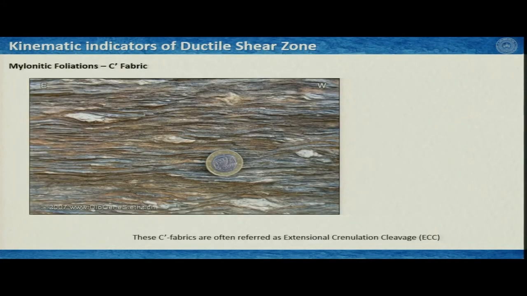So C prime fabric we see here excellently. Here the characters are a little bit different. So this horizontal fabric that you see with the general horizontal trend could be either C or S or CS fabric together. But we clearly see that if I try to connect, these are not straight, but a little bit wavy. Of course, we have something here, but we'll look at it later.